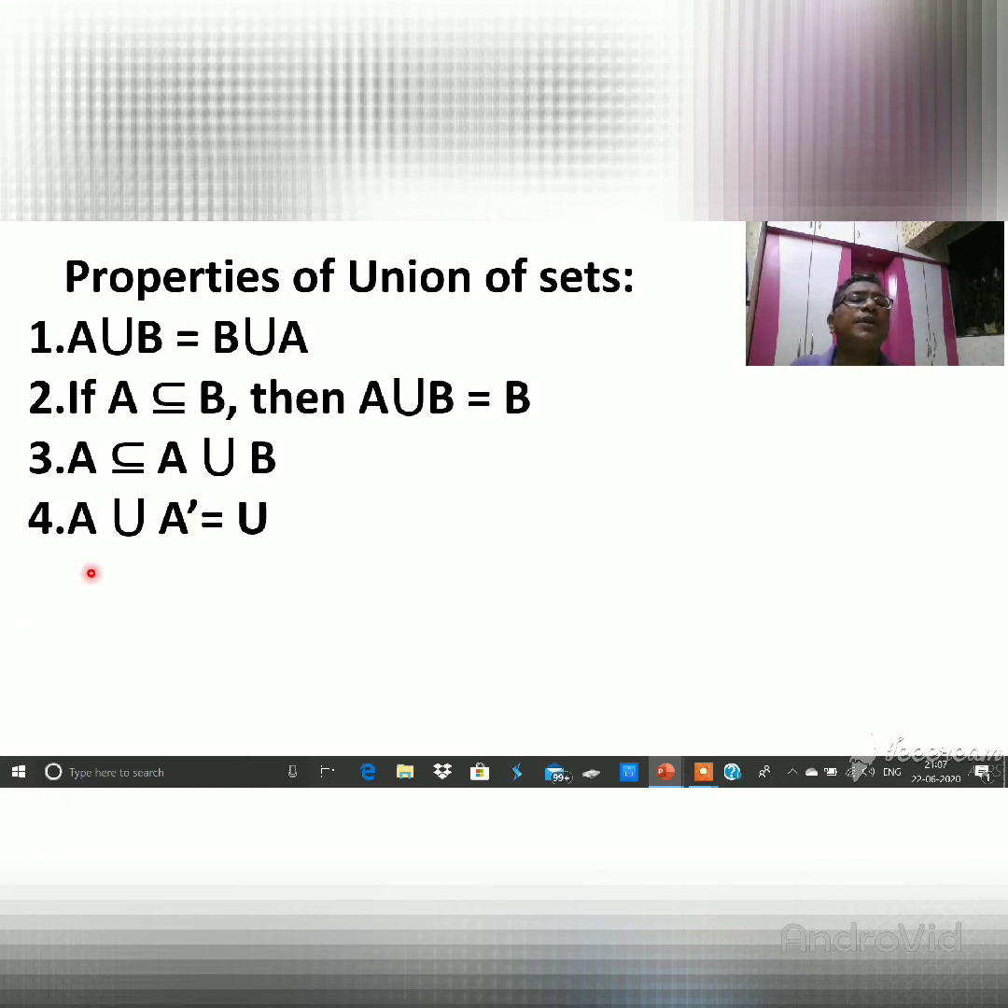Then the fourth property: A union with its complement. What do you get? The universal set. Why? Because whatever the elements of A are, they are cancelled from the universal set, and the elements which remain are written in the complementary set. So when the complementary set and set A get together, you get the universal set.